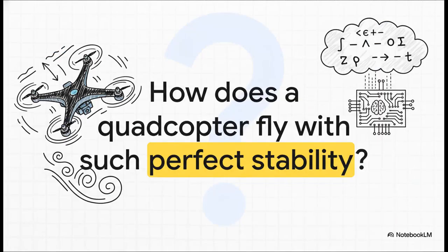stability. So let's start with that big question right there. How does a machine with four propellers spinning like crazy manage to balance so perfectly against gravity, against the wind? Well, the secret isn't just in the motors and the plastic. It's deep inside the software, built on an incredibly detailed mathematical understanding of the drone itself.